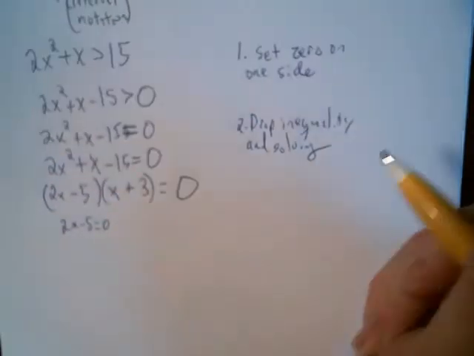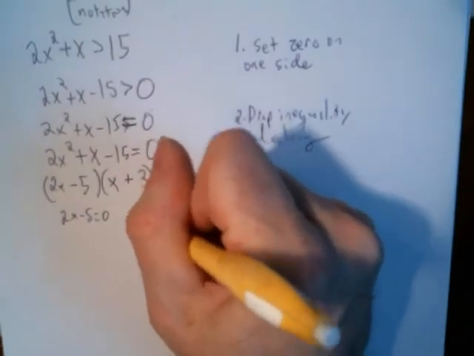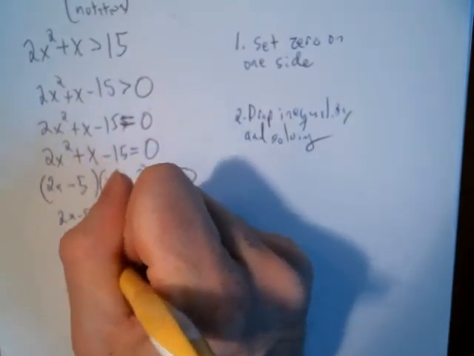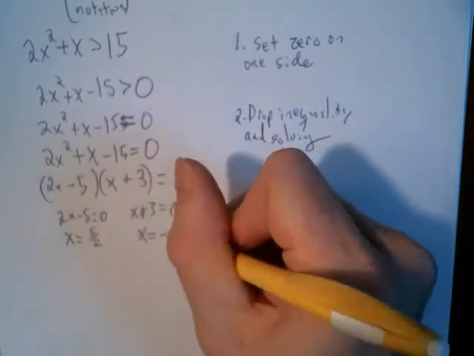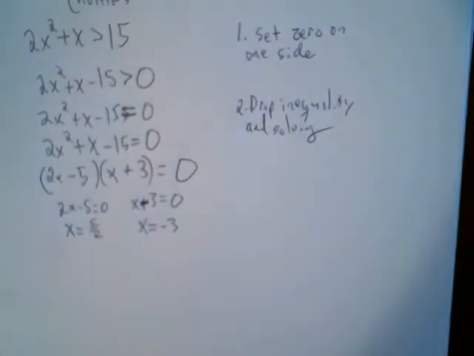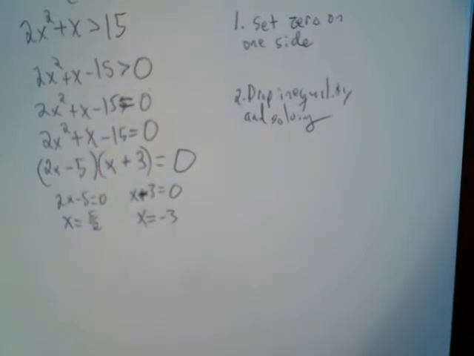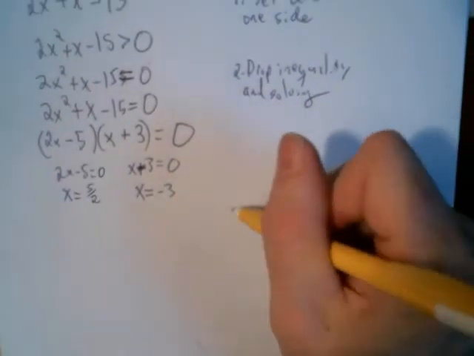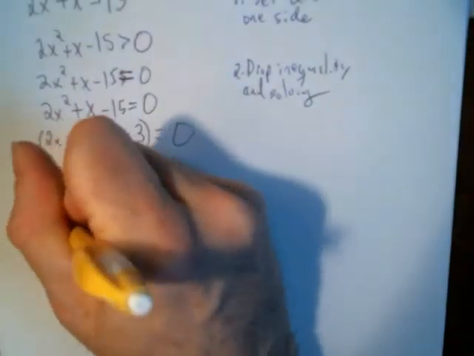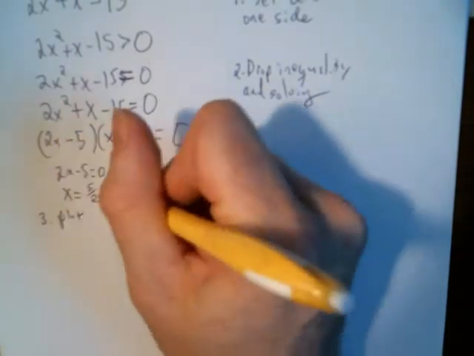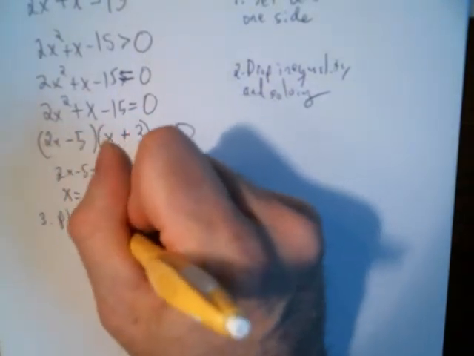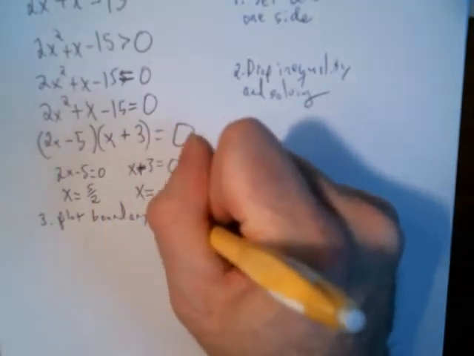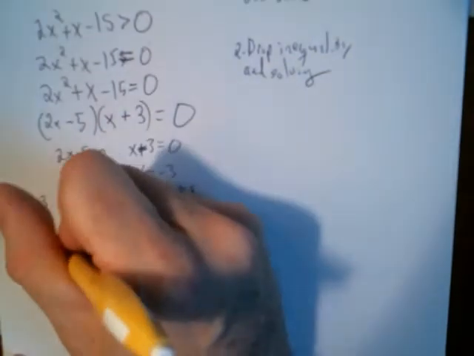And so our boundary points, find these by setting these equal to 0. x plus 3 is 0, so x is negative 3, and x is 5 halves. Once you do that, you're going to plot these boundary points on the number line. So step 3, plot these 2 points you just found, which I'm calling boundary points. I'm sure the book does the same. And you're doing that on the number line.